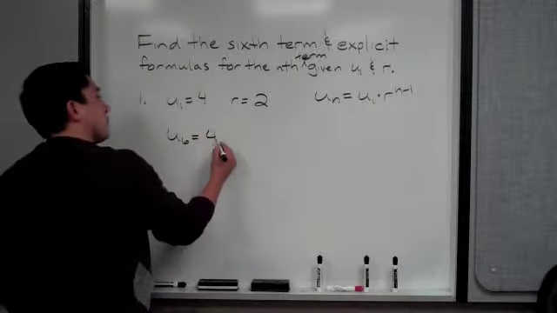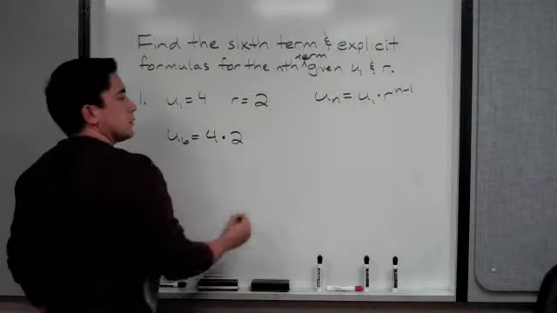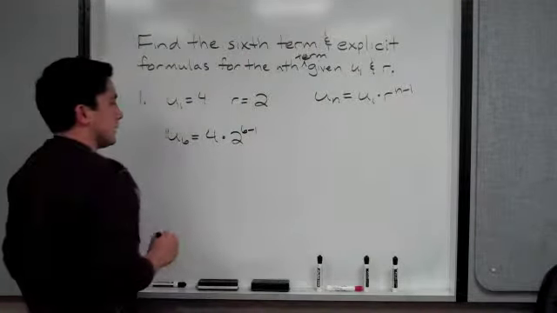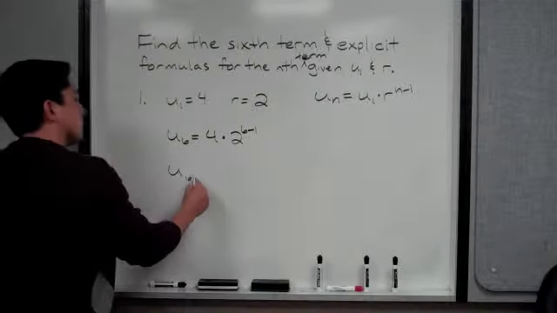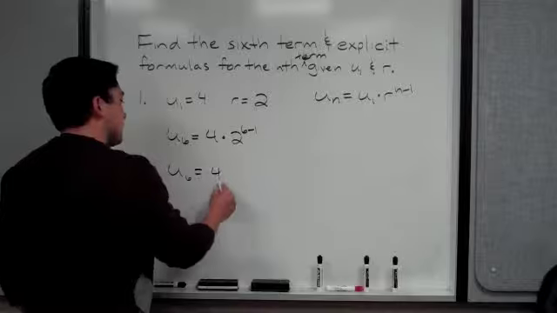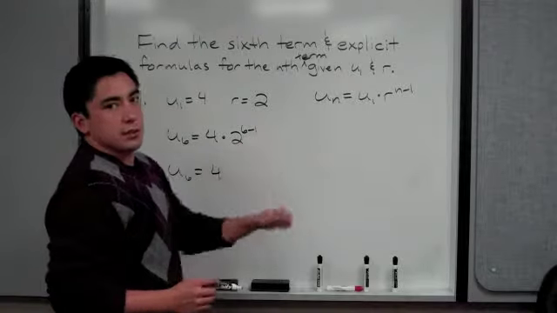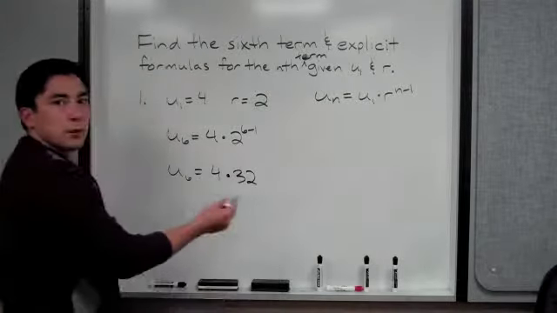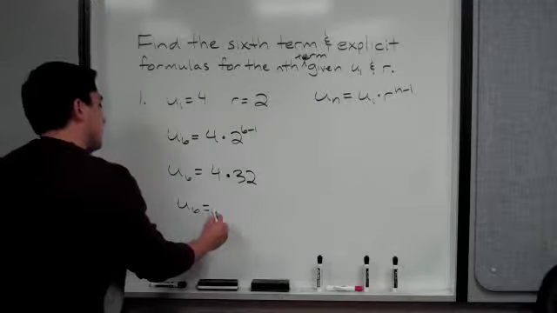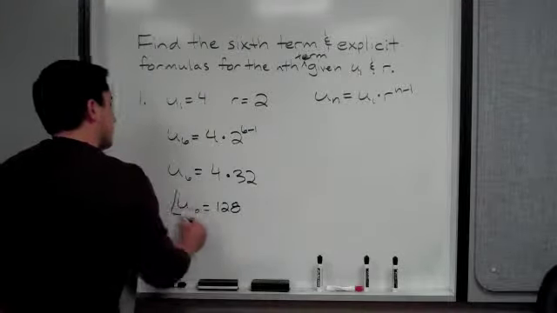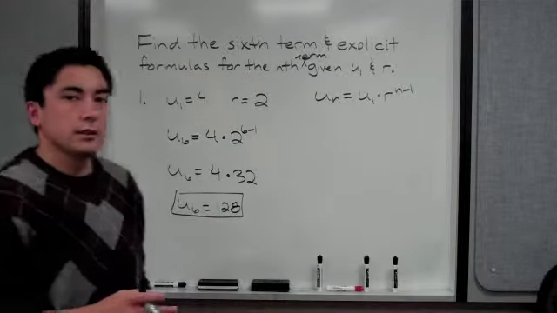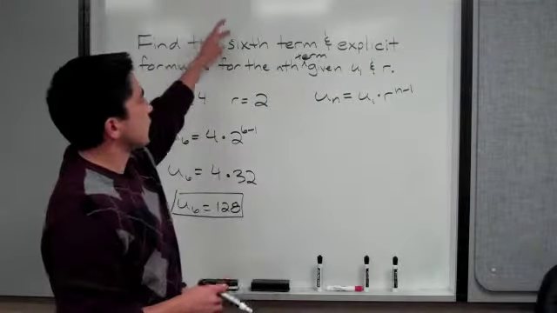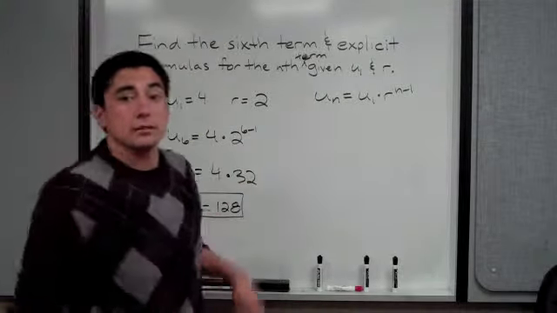u sub 1 is 4, times r is 2. And then n is the number of terms. Since we're looking for the sixth term, we put a 6 right here. So we do a little bit of math from there: 4 times 2 to the 6 minus 1, which is 5. 2 to the 5th is 2, 4, 8, 16, 32. If you multiply 4 times 32, you get 128. So again, plug exactly into the formula, our first term and our ratio, and n is the number of terms, since we're looking for our sixth term. Hopefully that makes sense.